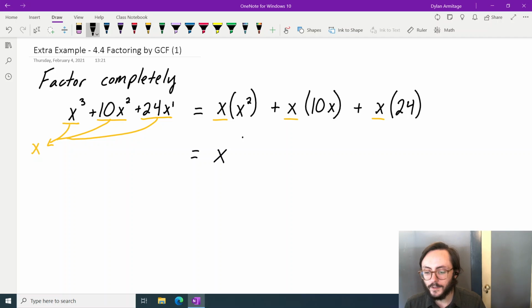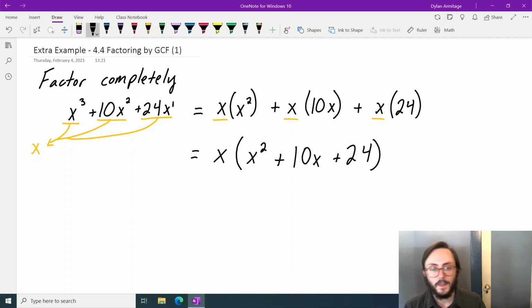So we have x times, now the first part, which is x squared, plus the second part, which is 10x, plus the third part, which is 24. Okay. Now this is part of the way there. At this point, we need to see if we can factor this in here, this x squared plus 10x plus 24. And I think we can.